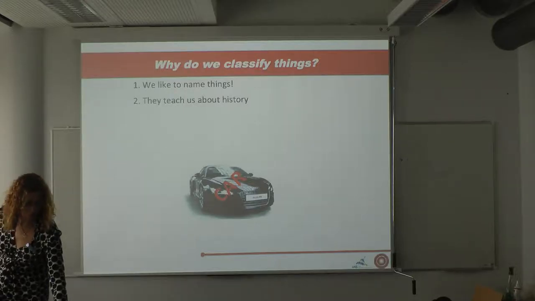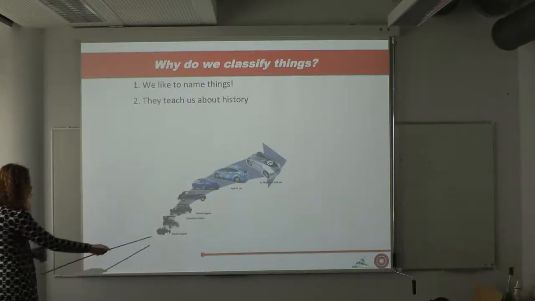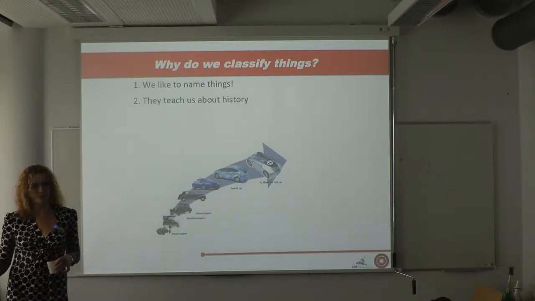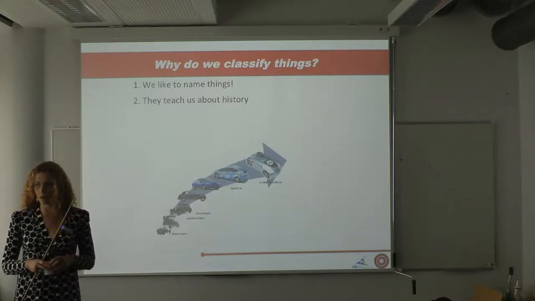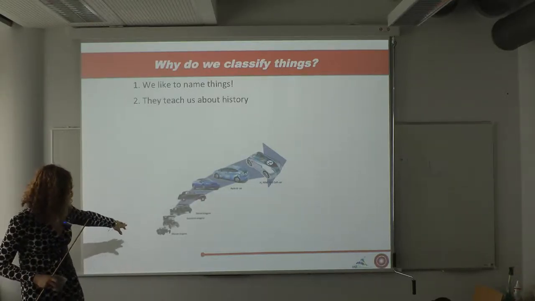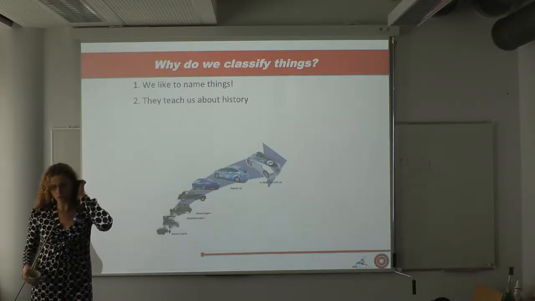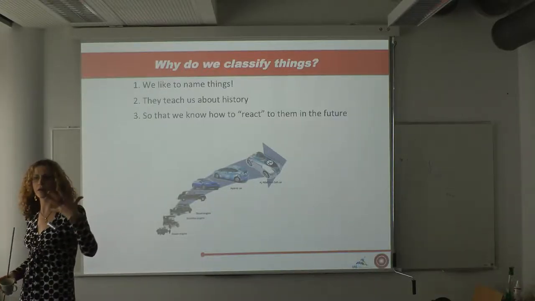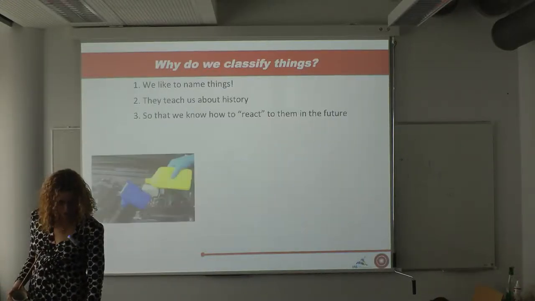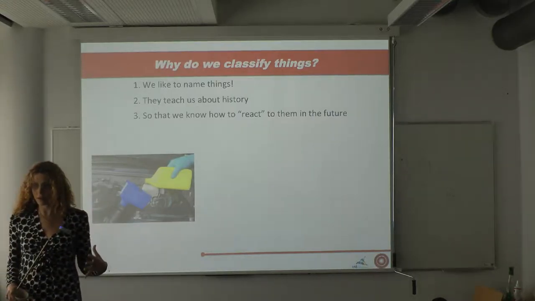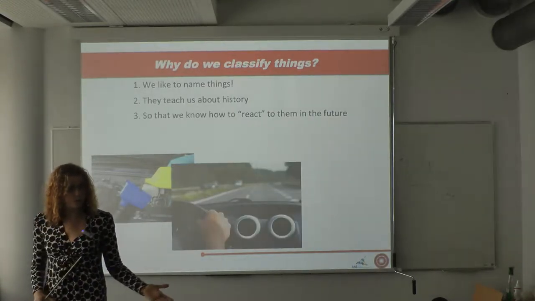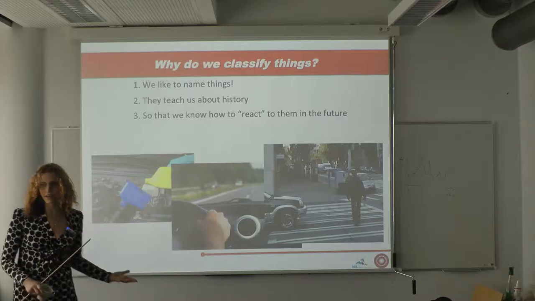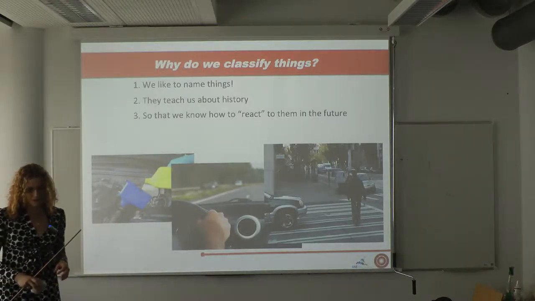Classifying things teaches us about history, I'll tell you how. Steam engine, gasoline engine, diesel engine, hybrid car, and hopefully we get to a hydrogen car at some point, right? So that tells us where we are progressing and how we are progressing. But I need to classify these cars individually first. And then finally, the most important aspect is that we know how to react to them in the future. And this is what you were referring to. So in this particular case, how do we treat these cars? How do we use these cars, and how do we avoid getting hit by these cars, okay? So this is really the things that we want to look at.